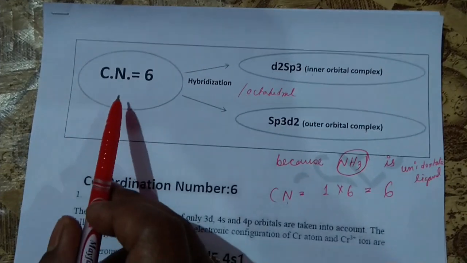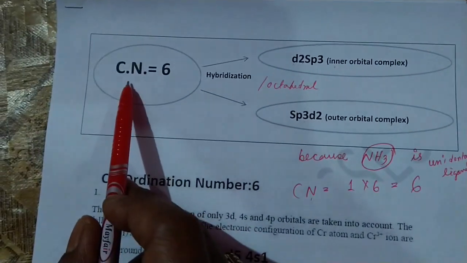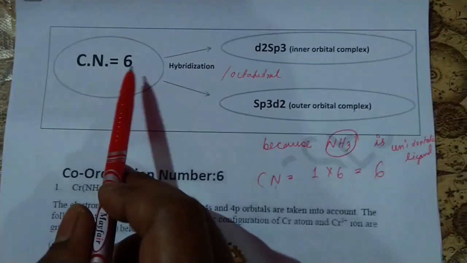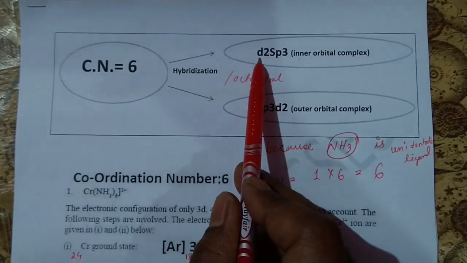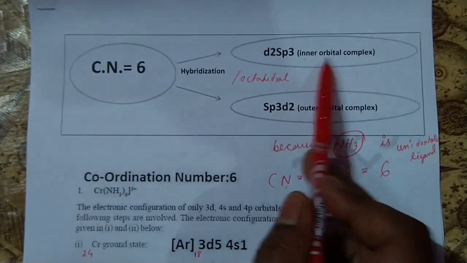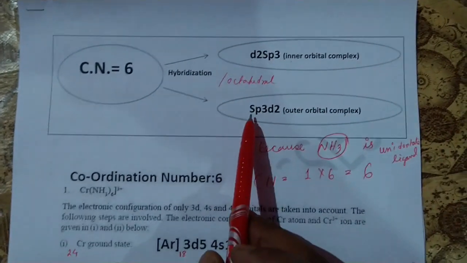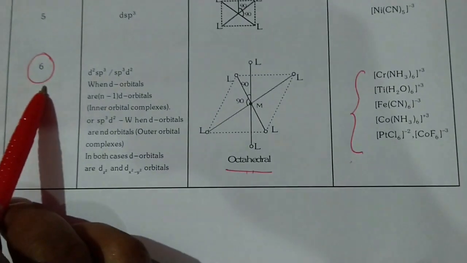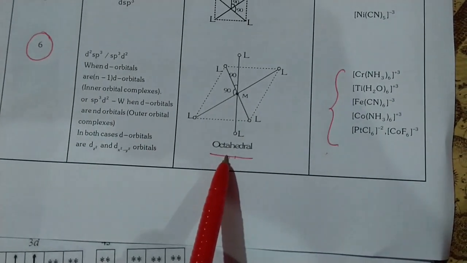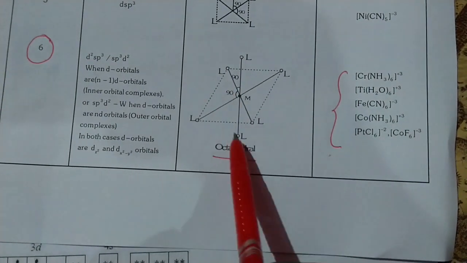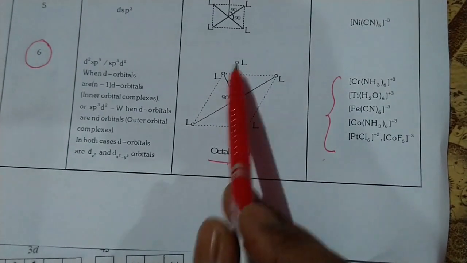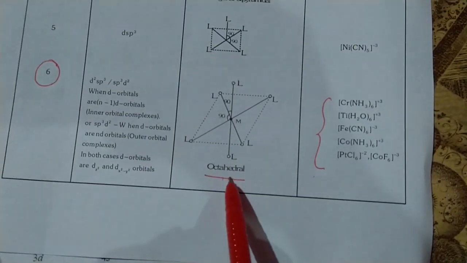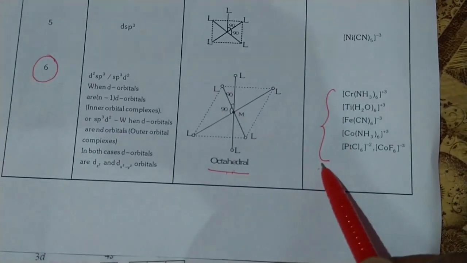There are 2 types of hybridization in our syllabus. Number 1 is coordination number 6. So for coordination number 6, d2sp3 is commonly known as an inner orbital complex, and the other possibility is sp3d2, which is known as an outer orbital complex. As you can see, for coordination number 6 there are 2 possibilities and the shape is octahedral. There are 6 ligands around a central metal atom. So it is an octahedral complex. I have given a few examples here.